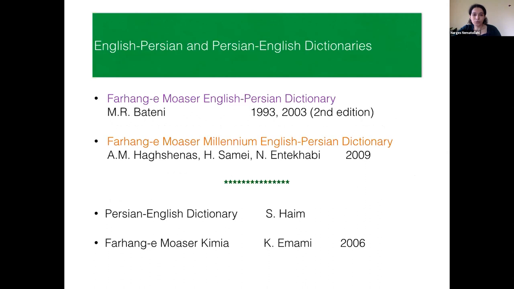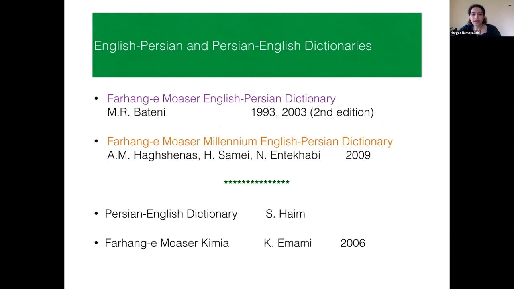It was published in 1993, but it has lots of re-editions, and the second edition was in 2003 and also in later years. And then Farhang-e-Muasir Millennium, Farhang-e-Muasir Hezare English Persian Dictionary by Hakshanas and others, published in 2009.